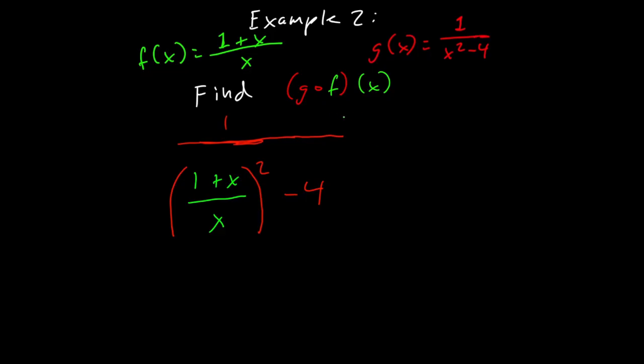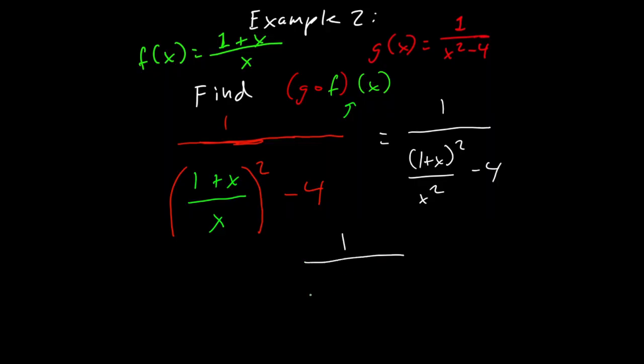And that would be our composite, that would be our function. So now we would simplify. So we would get 1 over 1 plus x squared over x squared minus 4, because we can distribute, we can put the square on both sides. And now we factor out, so you have 1 over 1 plus 2x plus x squared over x plus 4.